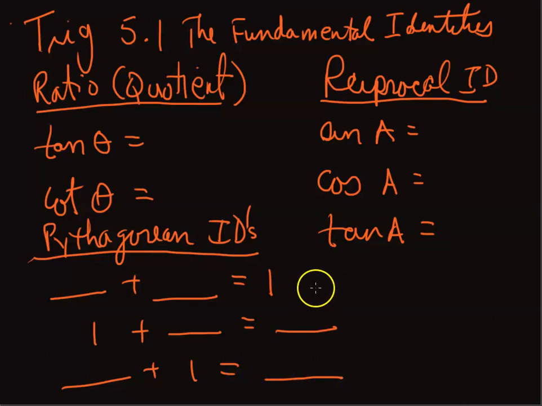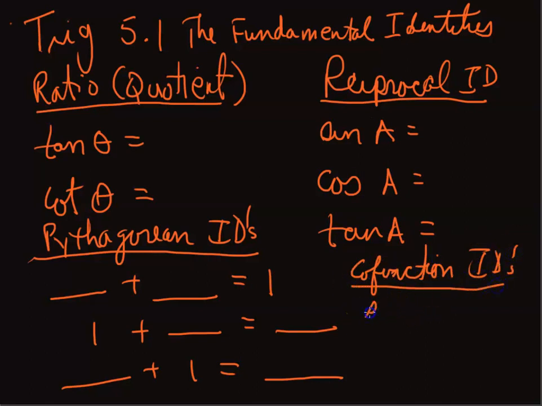There are the cofunctions. See if I can squeeze these in. Cofunction identities: sine of A, the secant of A, and the cosecant of A. Okay, now that I've got all those set up, let's change our color and then see if we can write these in here.